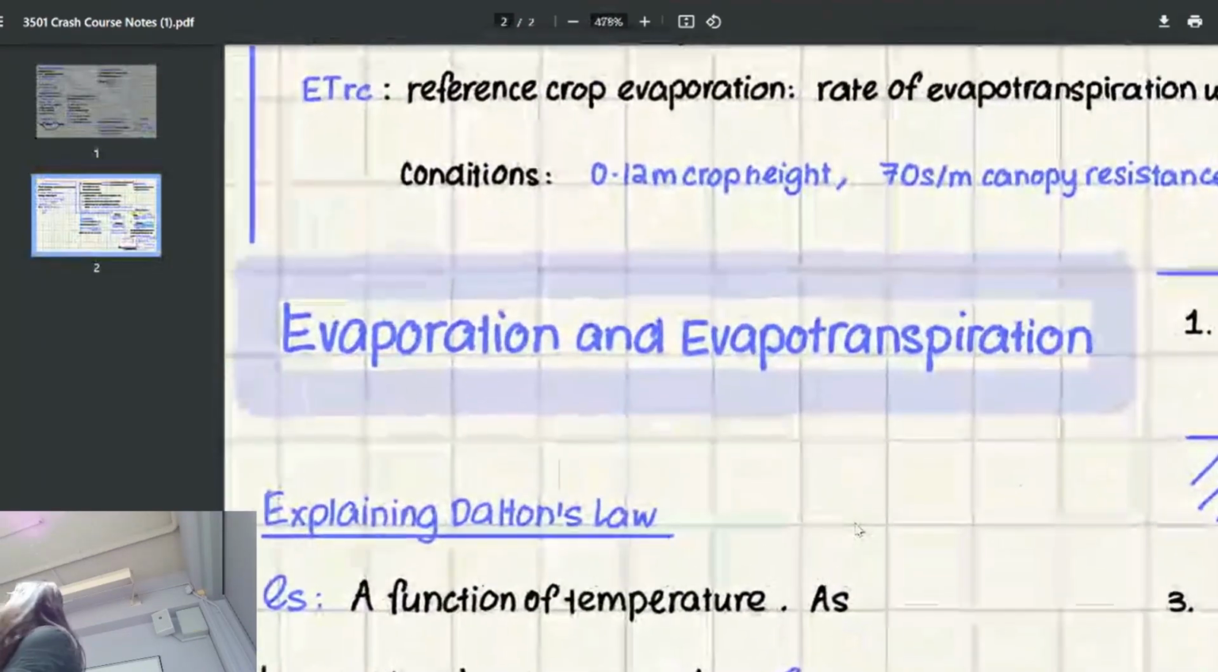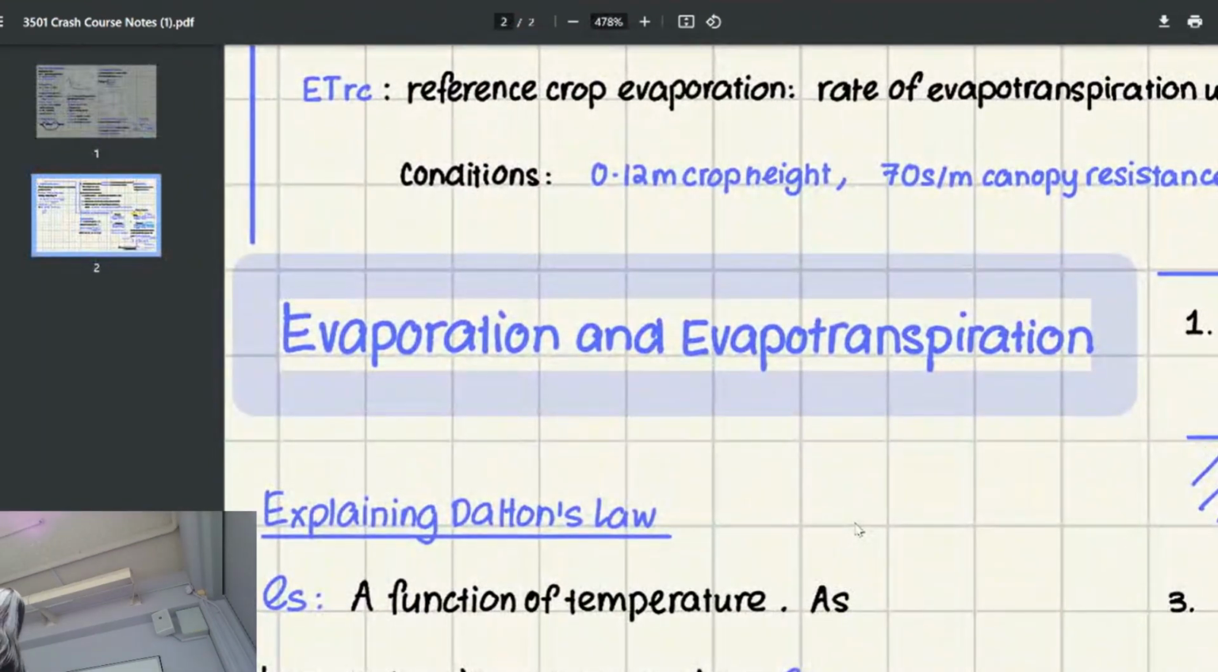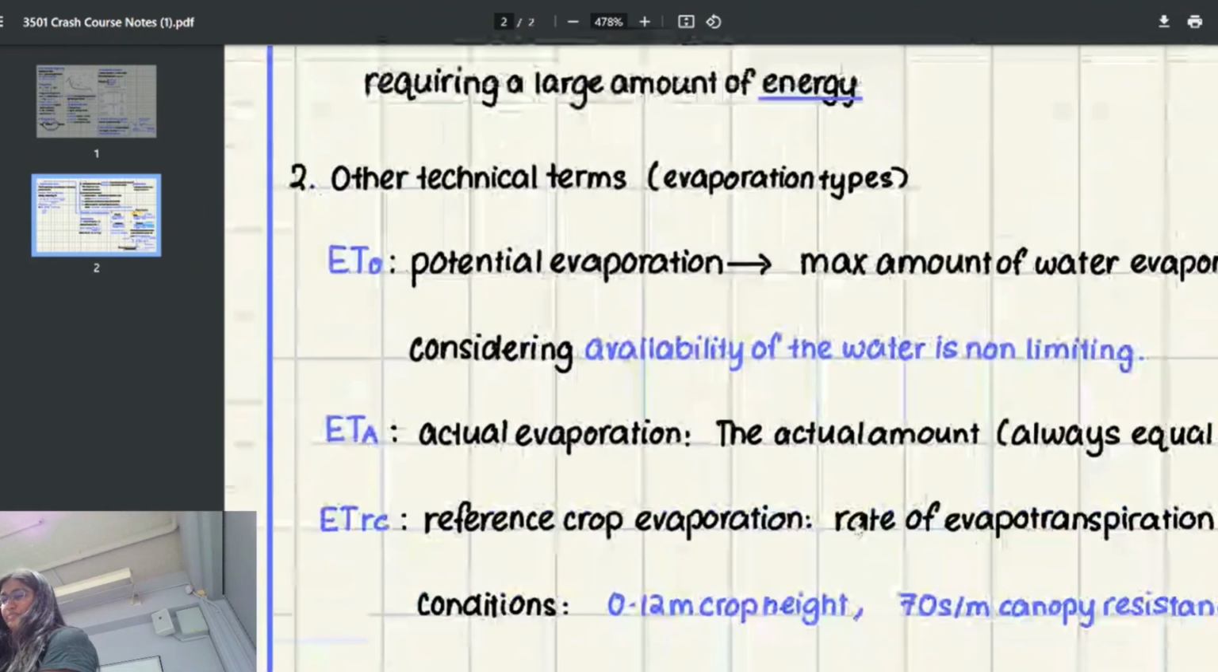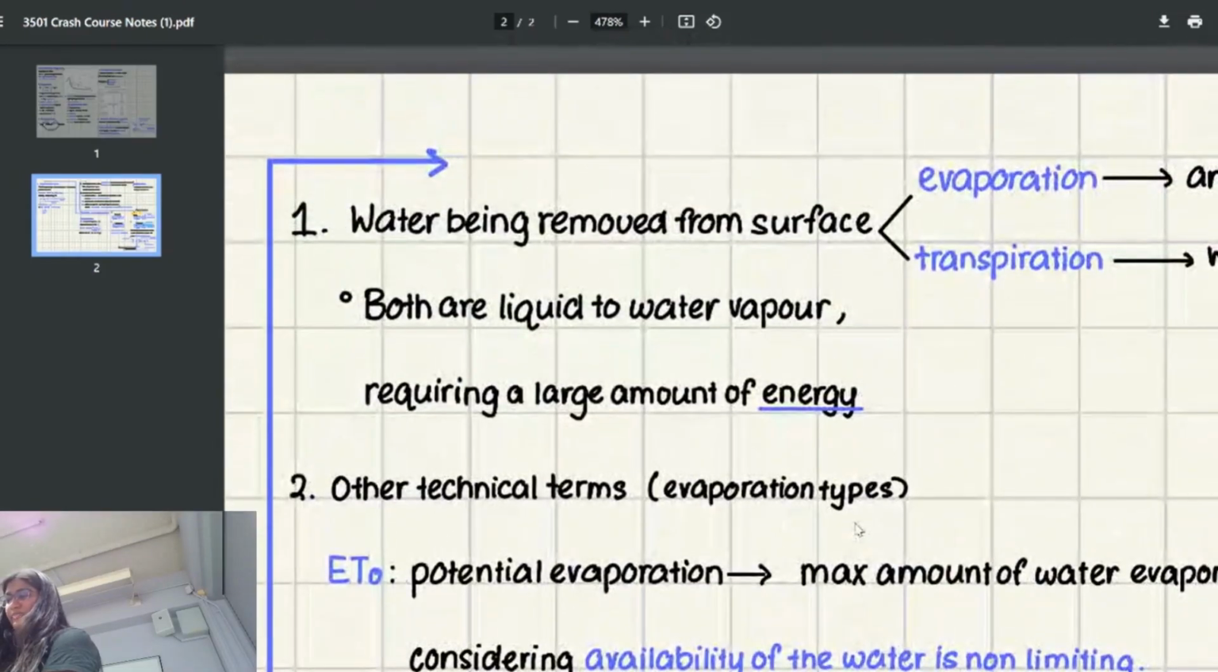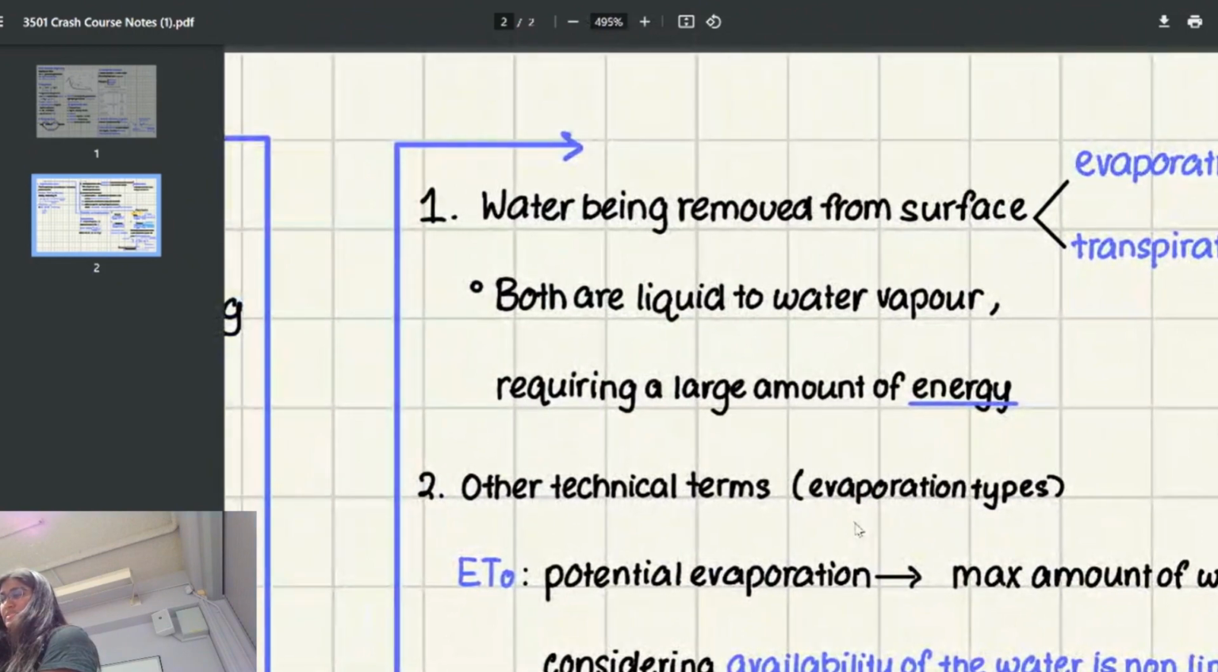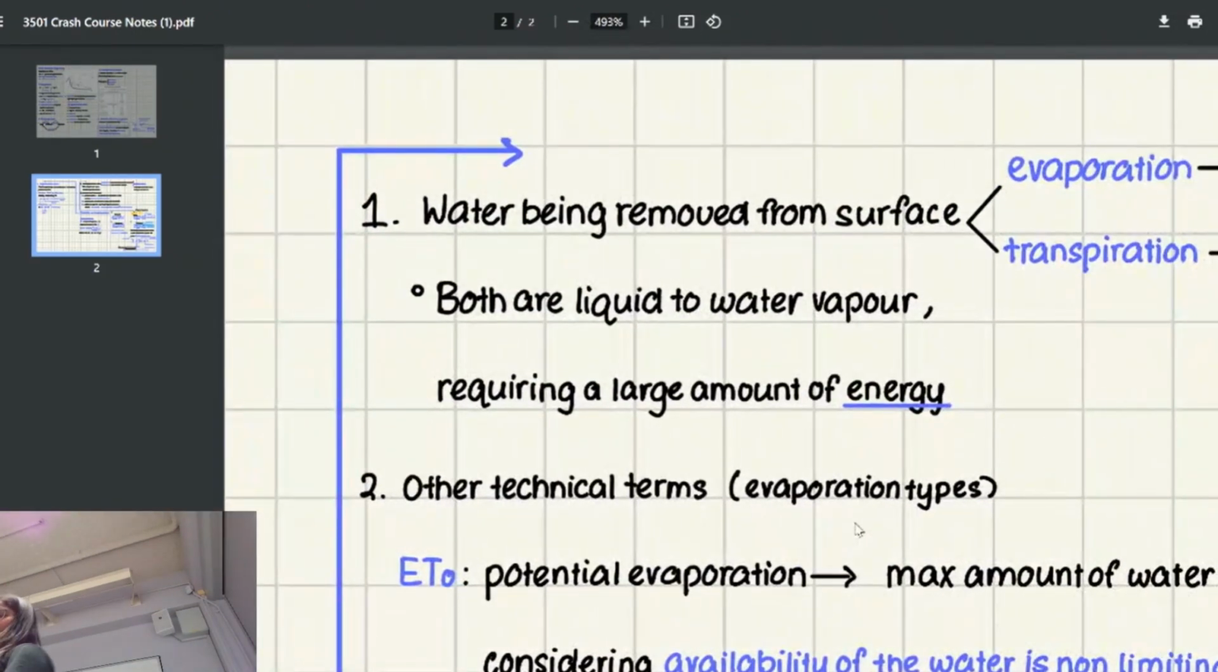So now I'm going to talk a bit about evaporation and evapotranspiration. This is kind of an important concept that you will have to know for your assignments and exam questions. So we'll start at the very top here. This whole unit, or this whole week, is about water that is being removed from our surface, right? Whether it's water bodies or the land surface.